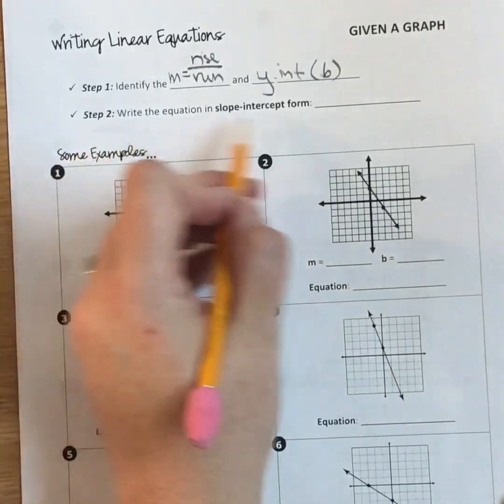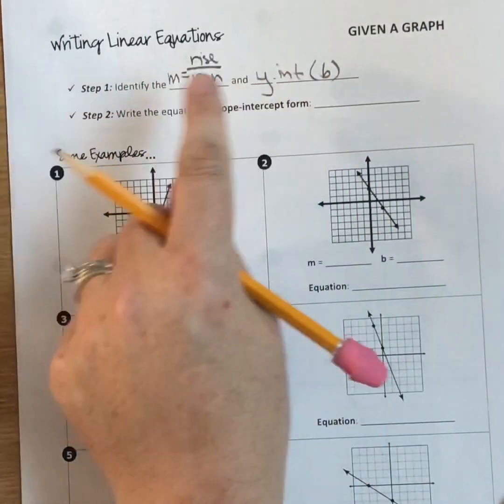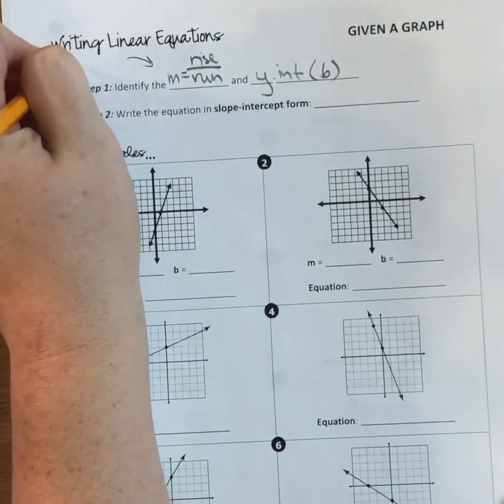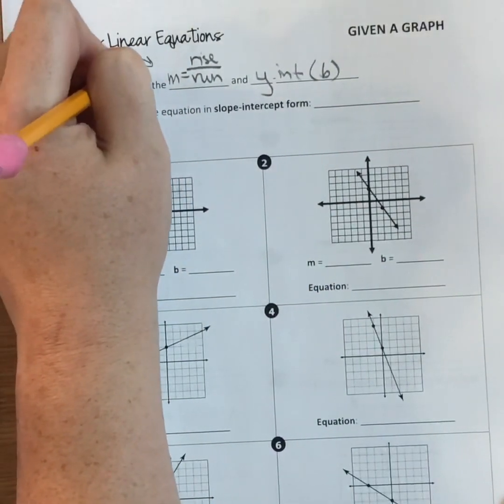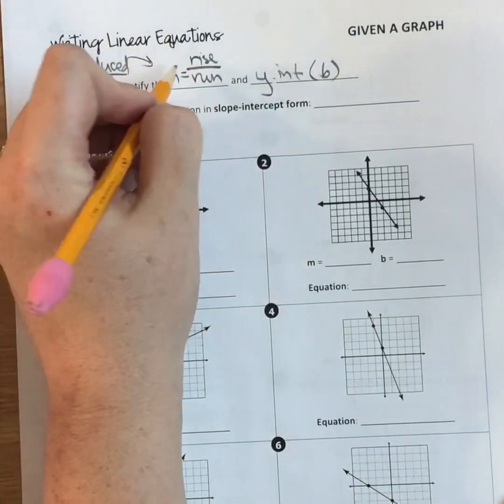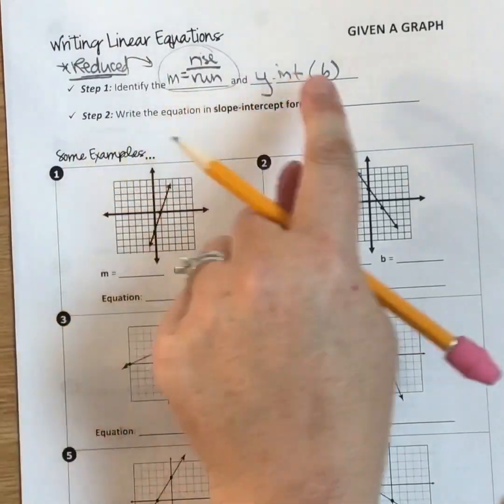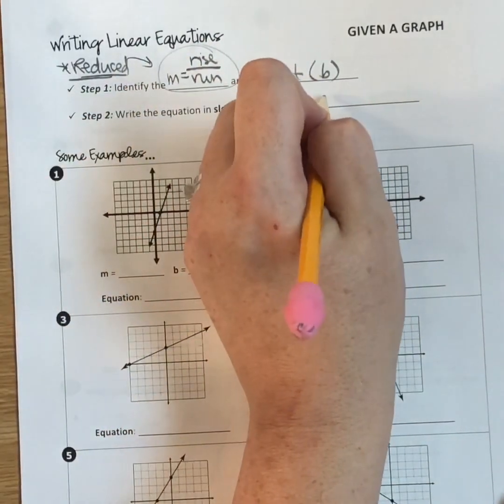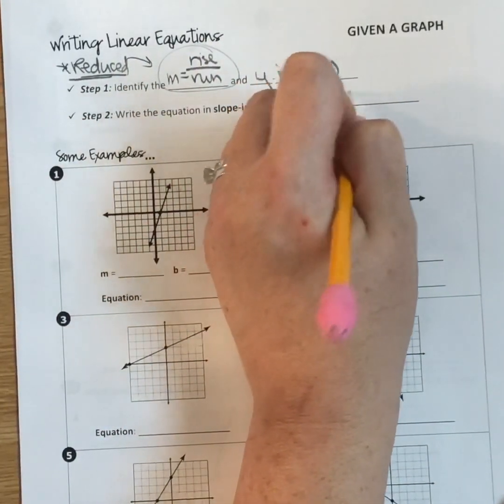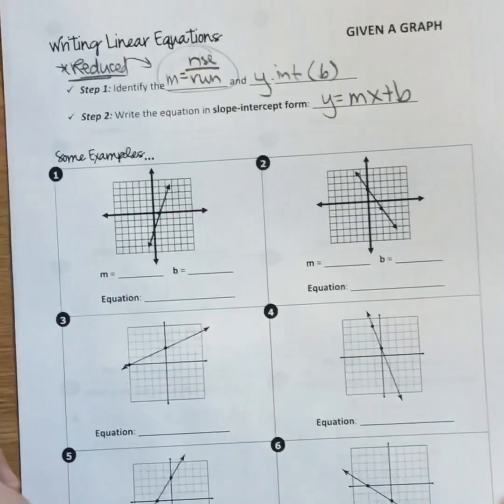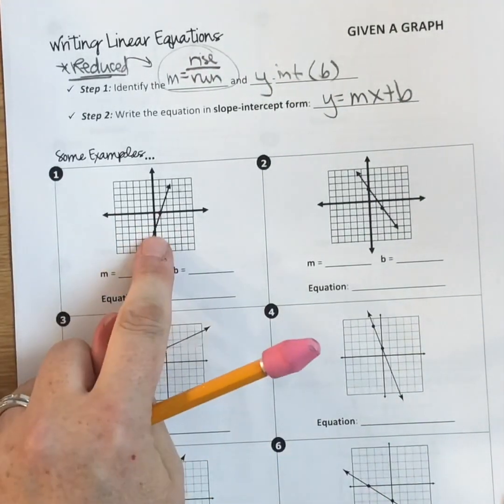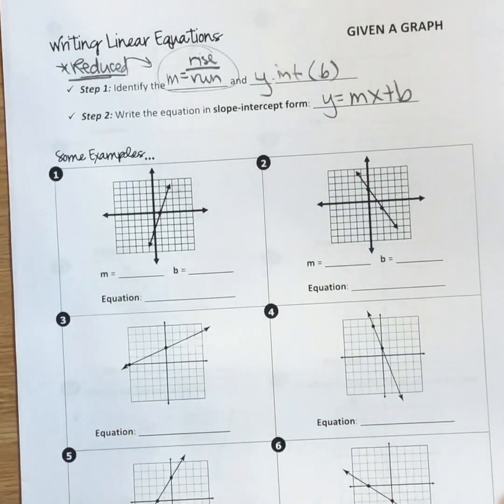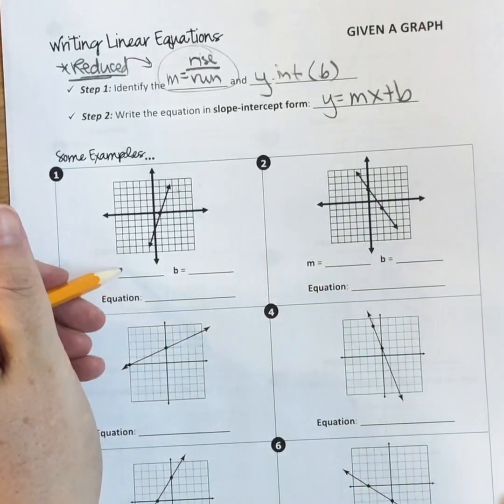And then step 2, write the equation in slope-intercept form. So basically you're just plugging in your m, and just make sure the m is reduced all the way, okay? So make sure your m is reduced. And then the y-intercept, the sign tells you whether it's plus or minus, but the formula just states it's y equals mx plus b. So like in number 1, I honestly like to do the b first. That's just my preference. You may want to do the m first.